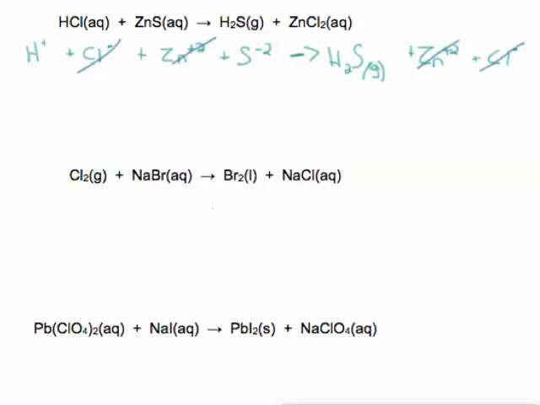we get that our net ionic equation is H plus aqueous plus the sulfide ion, also aqueous, making H2S, which is a gas.